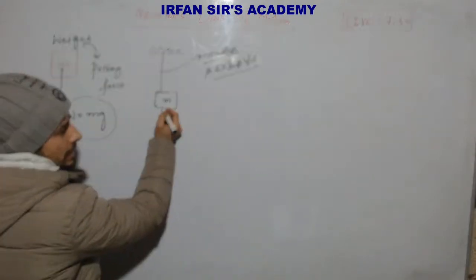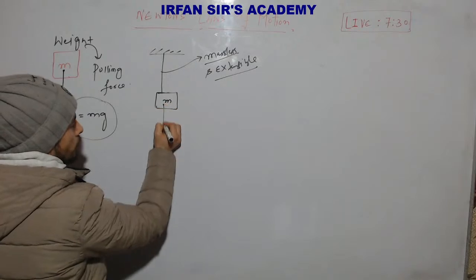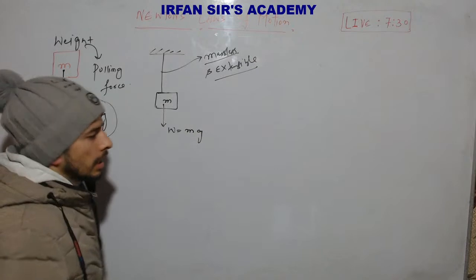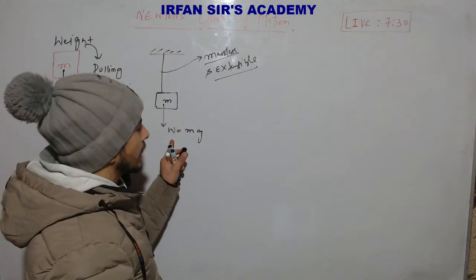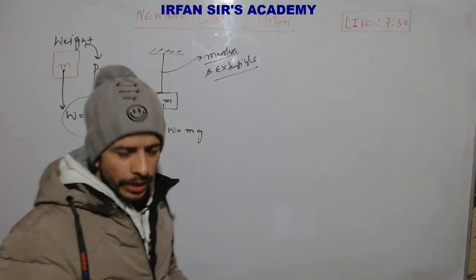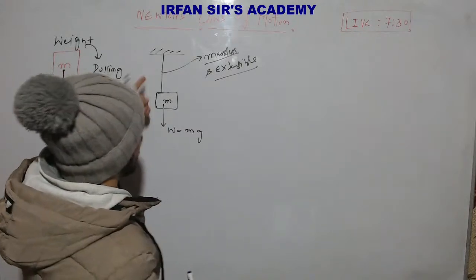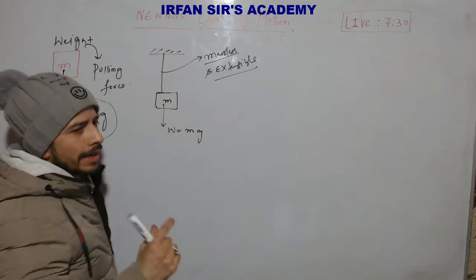Suppose there is a mass m. What will happen? Due to the weight of the body, there will be a force W equal to mg on this body. The force which will act on the body will be W equal to mg. Okay. Next thing, what will happen to remain this string at its point.